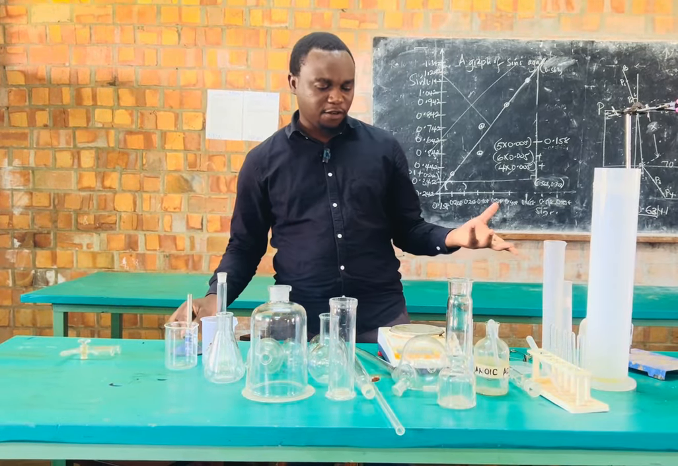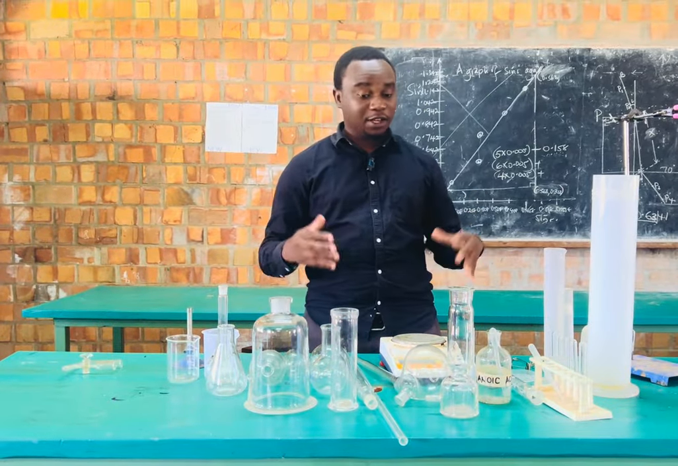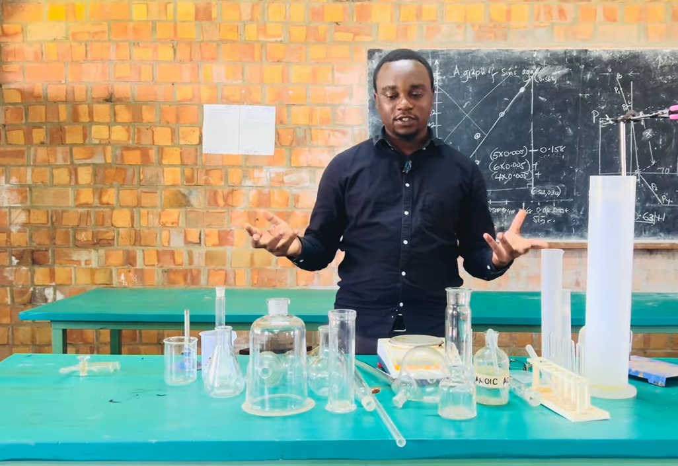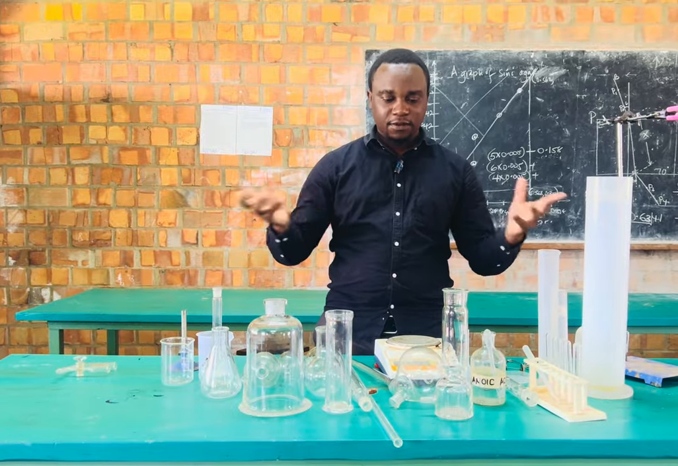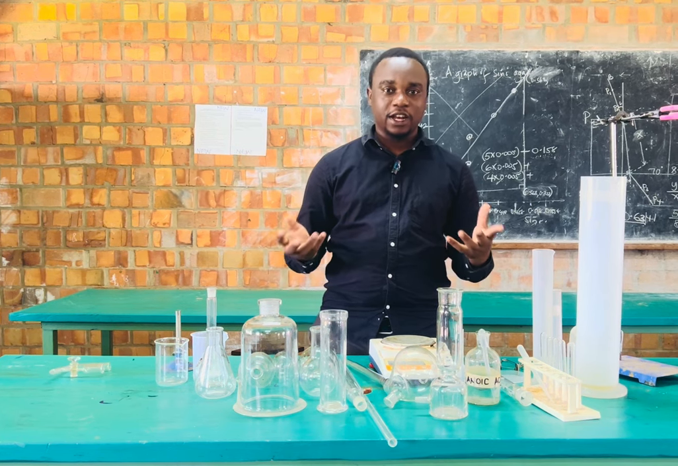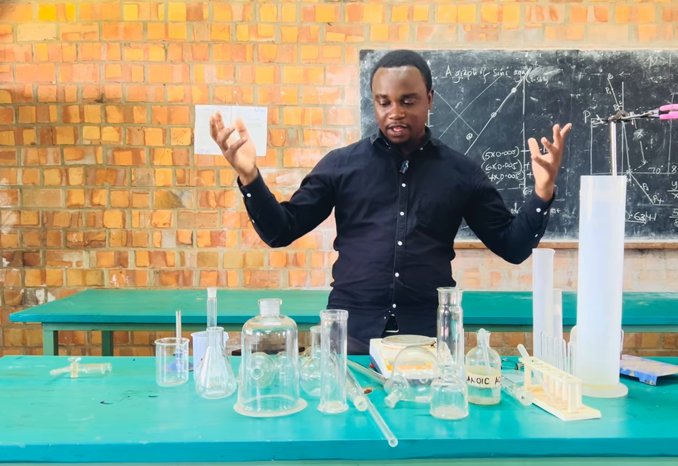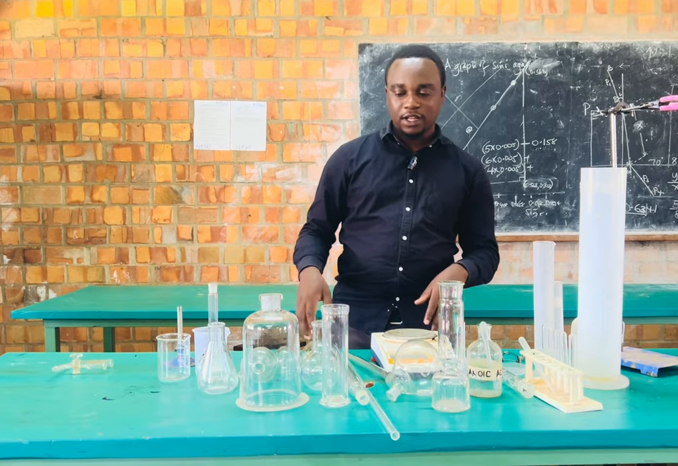So these are some of the few apparatus which can be found in a chemistry laboratory, and a chemist on a daily basis interacts with at least 5 of these apparatus during a chemical reaction or during an experiment. Many others are there, but these are the most common ones in a chemistry laboratory.